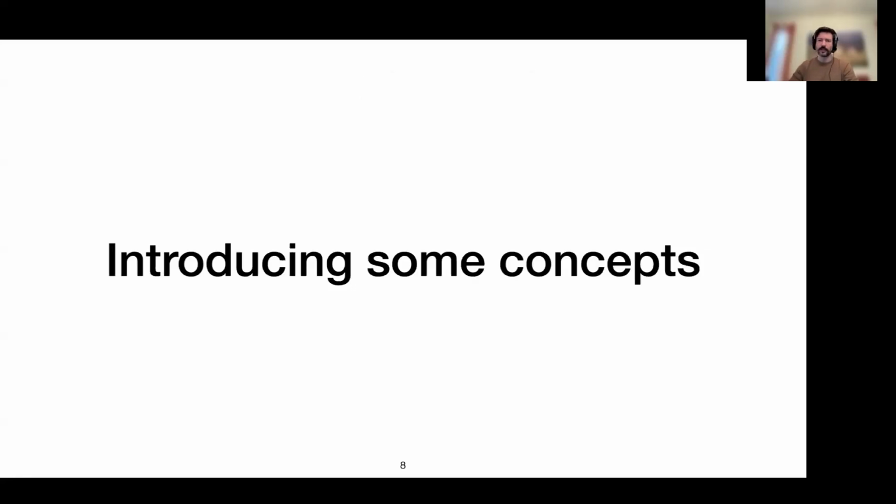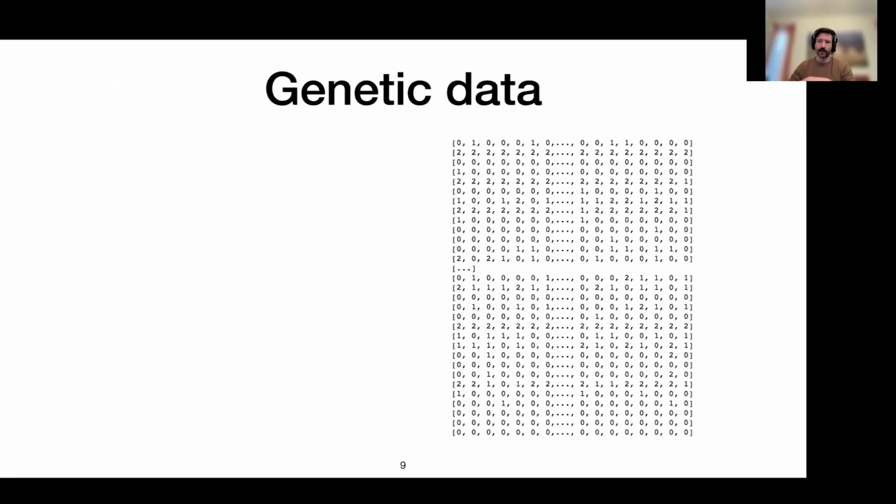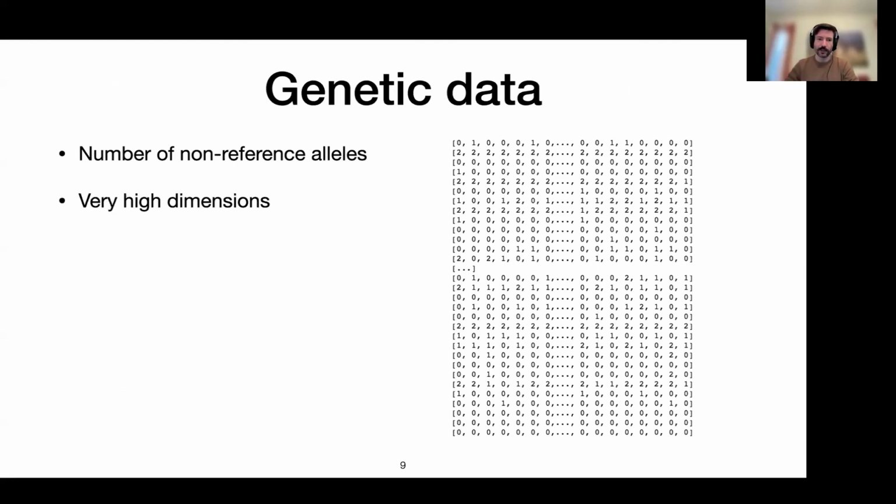So I'm going to introduce some of these core concepts. So this is genetic data. Here's an example of what it can look like. It's often this huge matrix of the number of non-reference alleles. We have two chromosomes, so the number of non-reference alleles is going to be 0, 1, or 2. As you can see, this is a huge matrix. This is just an example of what it looks like, but it's very, very high dimensional a lot of the time.